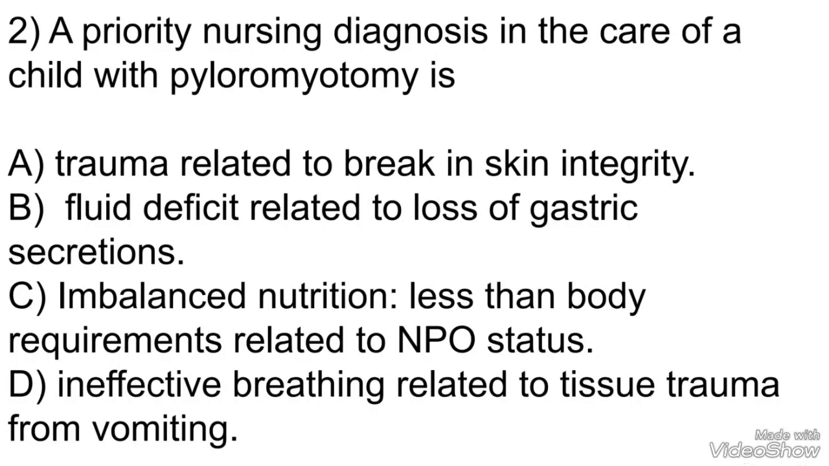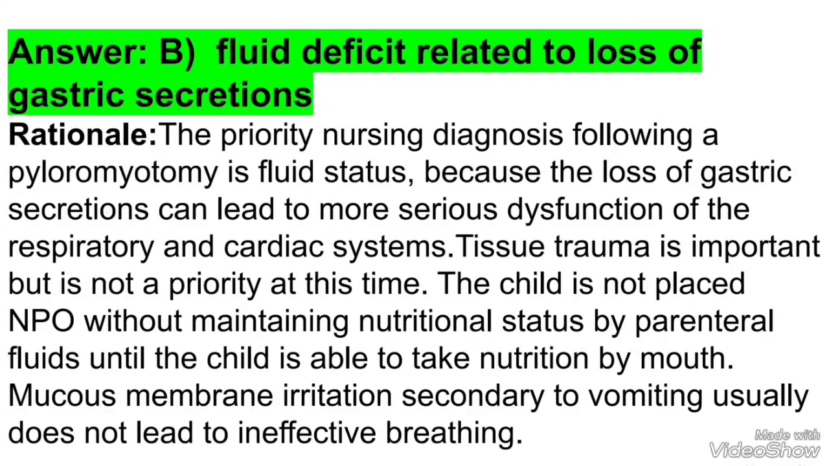2. A priority nursing diagnosis in the care of a child with pyloromyotomy is A. Trauma related to break in skin integrity. B. Fluid deficit related to loss of gastric secretions. C. Imbalanced nutrition, less than body requirements related to NPO status. D. Ineffective breathing related to tissue trauma from vomiting. Answer. B. Fluid deficit related to loss of gastric secretions.